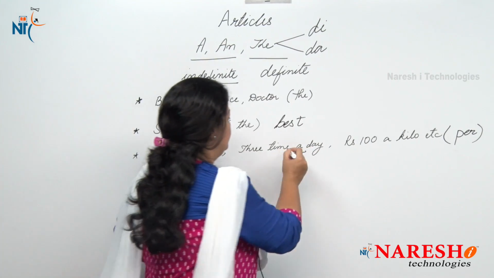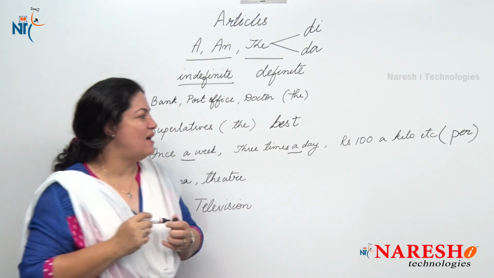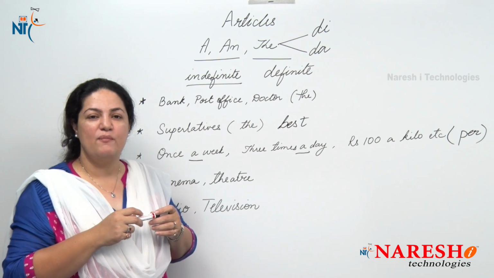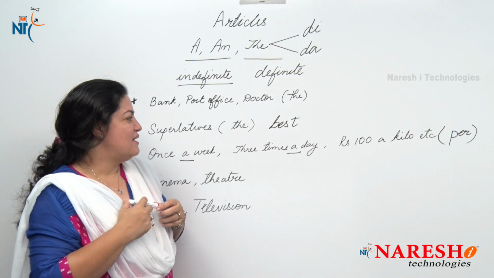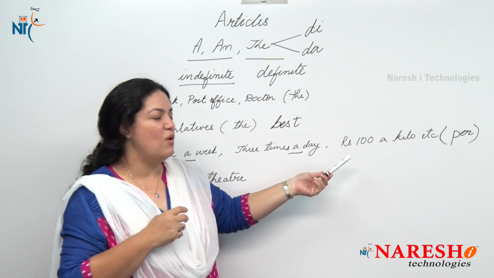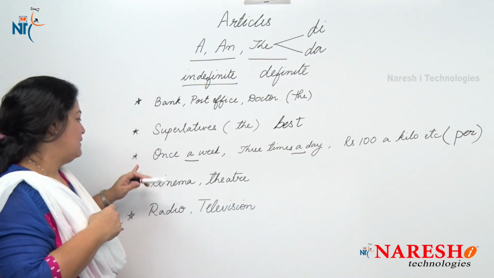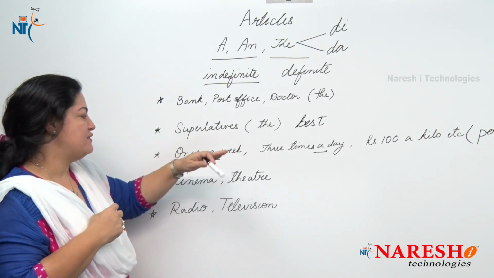Then next is ₹100 a kilo. Can you think of anything that costs ₹100 a kilo? ₹100 for a kilo of pulses. Alright. Then that is for once of something.